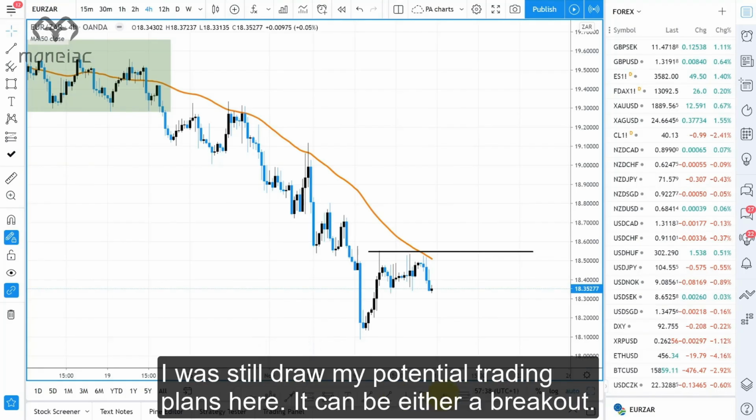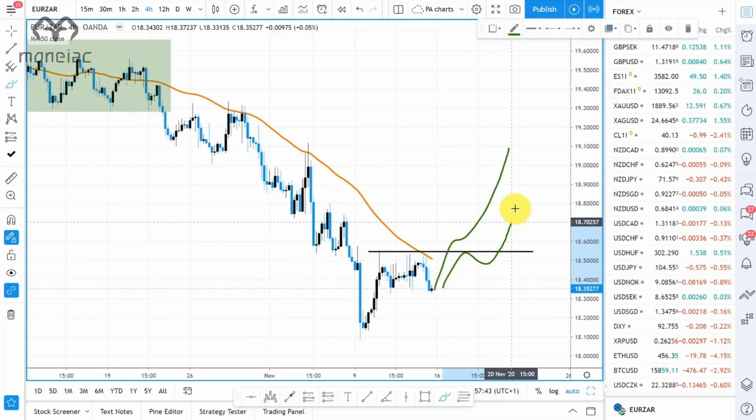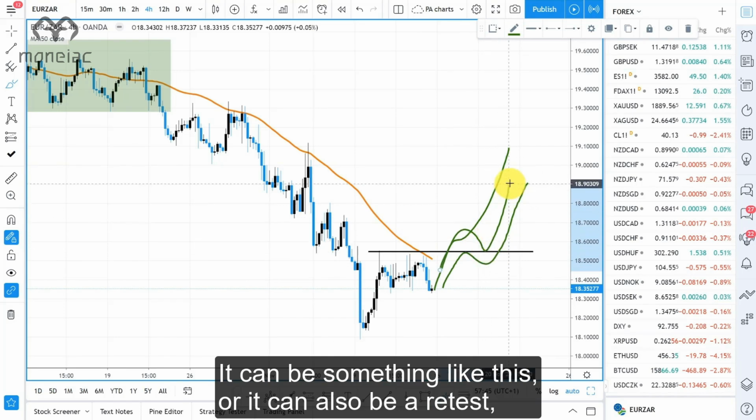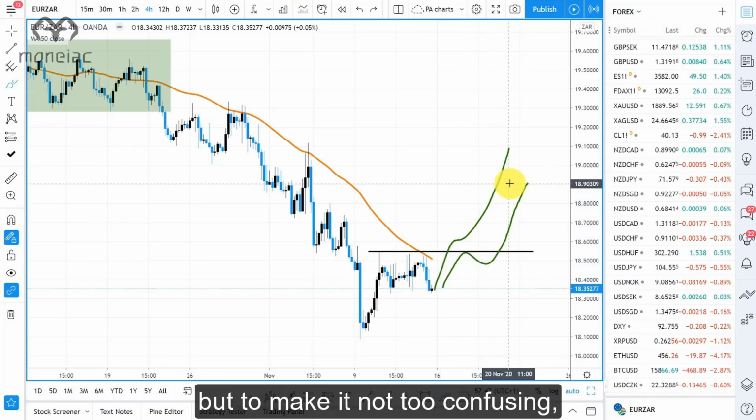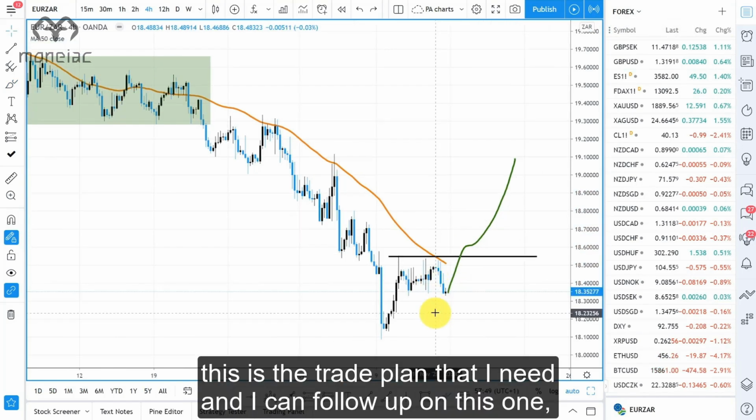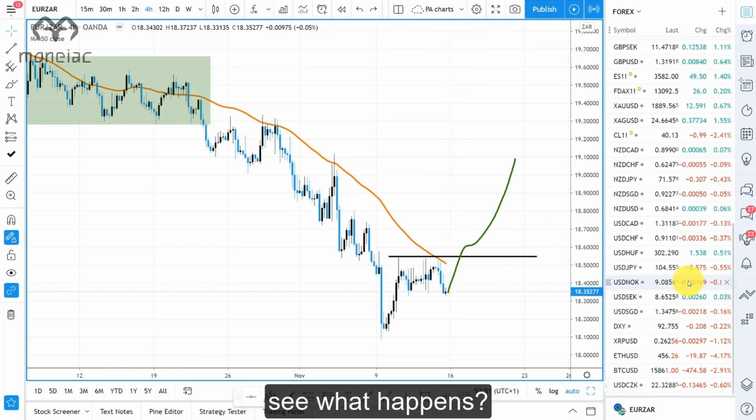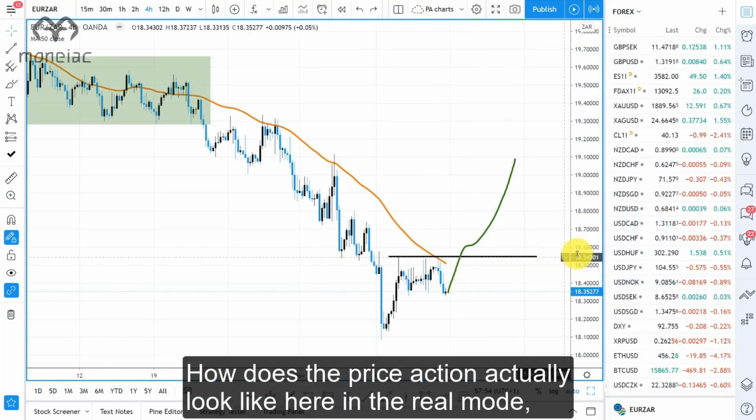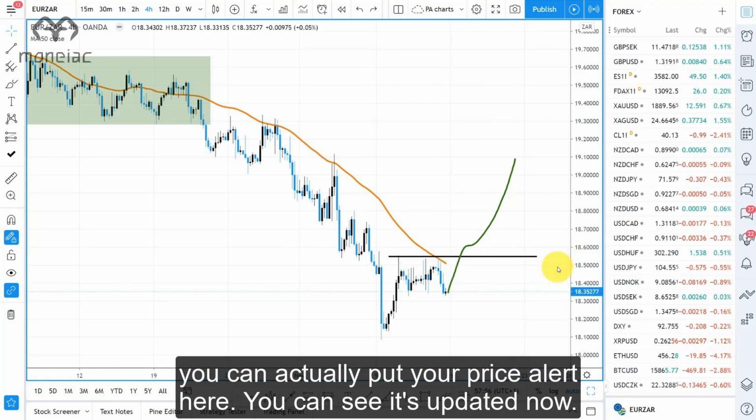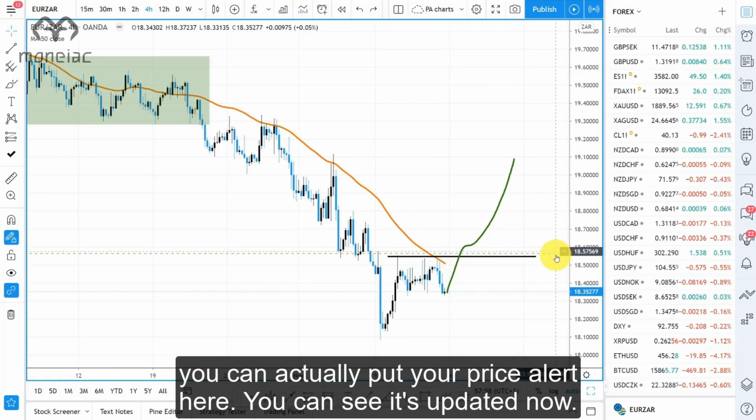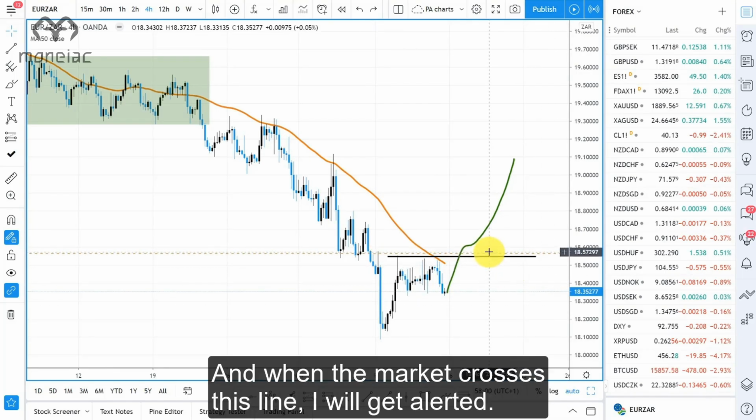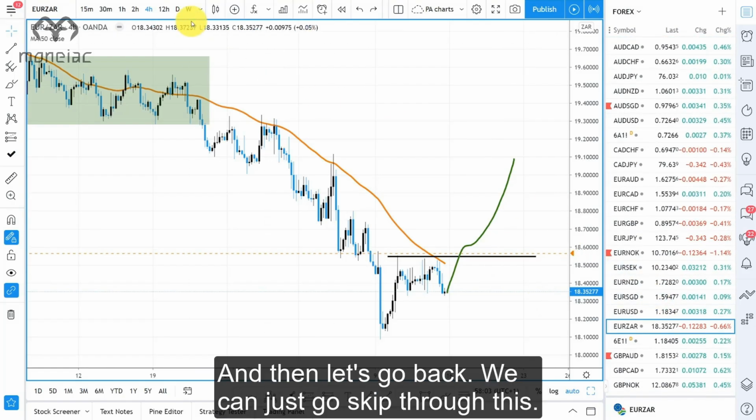But let's see, I will still draw my potential trading plans here. It can be either a breakout, it can be something like this, or it can also be a retest. But to make it not too confusing, this is the trade plan that I need. And I can follow up on this one, see what happens. How does the price action actually look like here in the real mode? You can actually put your price alert here. You can see it is updated now. And when the market crosses this line, I will get alerted. And then let's go back.